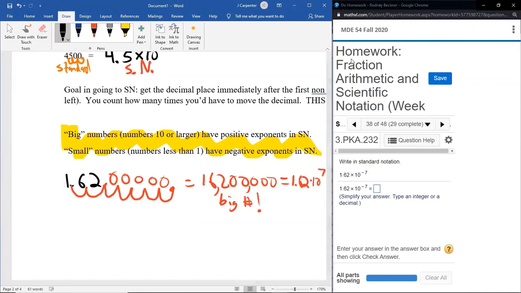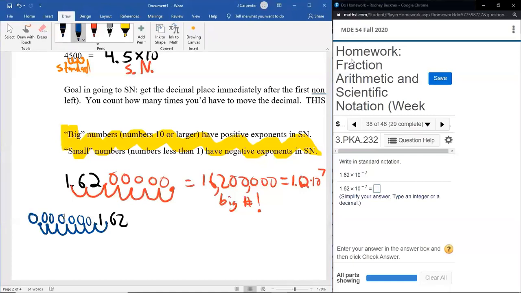So the way we should have actually done this problem, and I might not have enough space there without making it look ugly, let me just squeeze it here. Let's take the decimal, blue for correct this time, and let's move it 7 times left. 1, 2, 3, 4, 5, 6, 7. Filler zeros as needed.